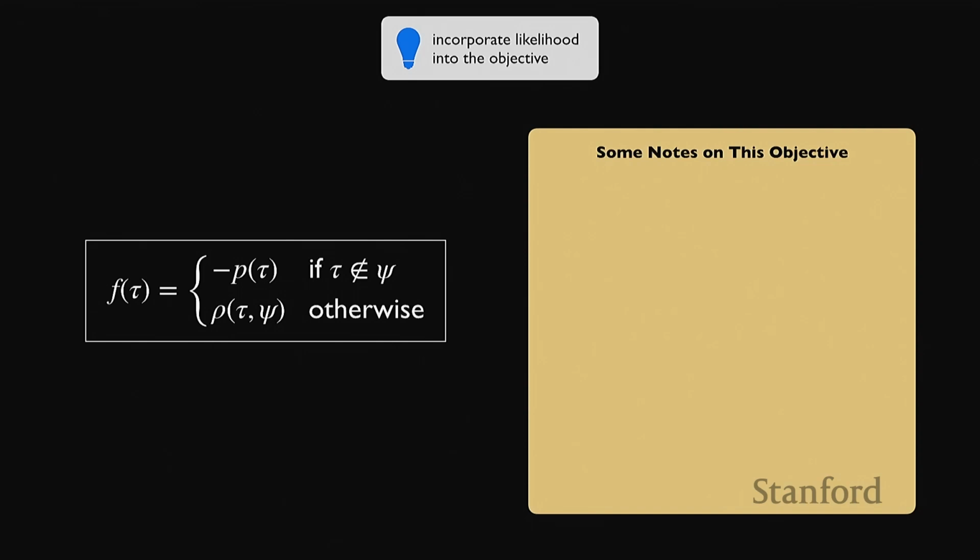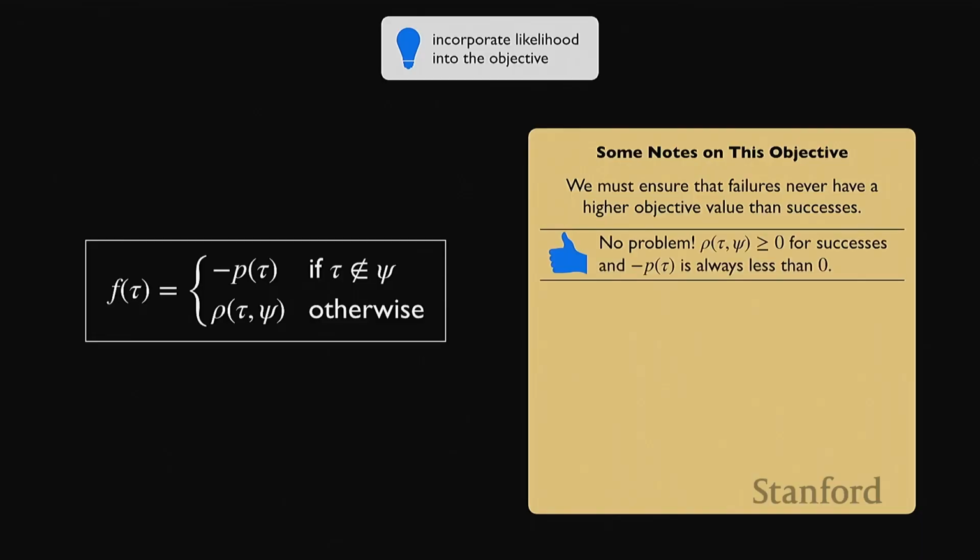So I just want to give you a few notes on using this objective. The first thing is that it needs to be the case that failures never have a higher objective value than successes. Because if that's the case, then we might not encourage the algorithm to find a failure. It might find a success that's somehow better than a failure.